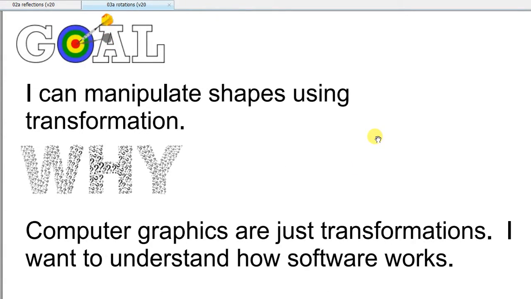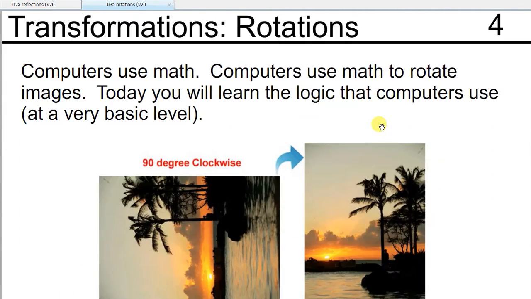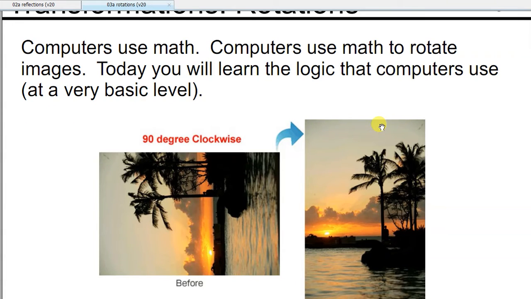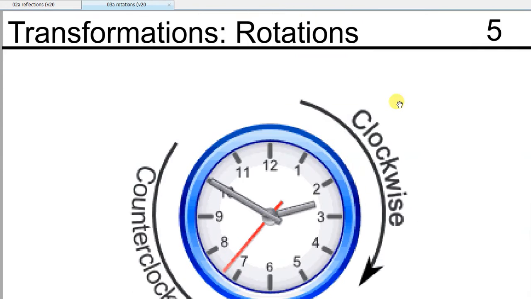Goal: I can manipulate shapes using transformations. Why? Computer graphics are just transformations. I want to understand how software works. Computers use math to rotate images. Today you're going to learn the logic that computers use at a very basic level to rotate an image. So here's an image that was rotated 90 degrees clockwise.